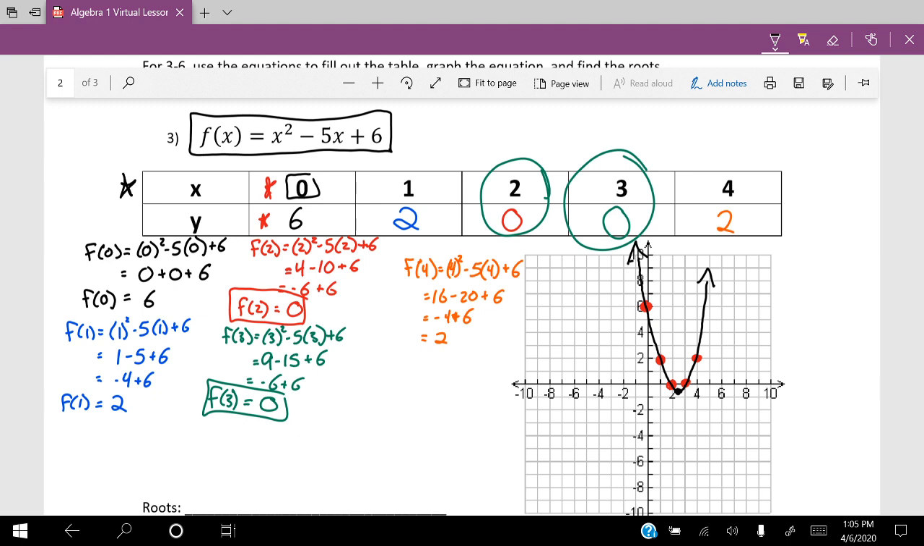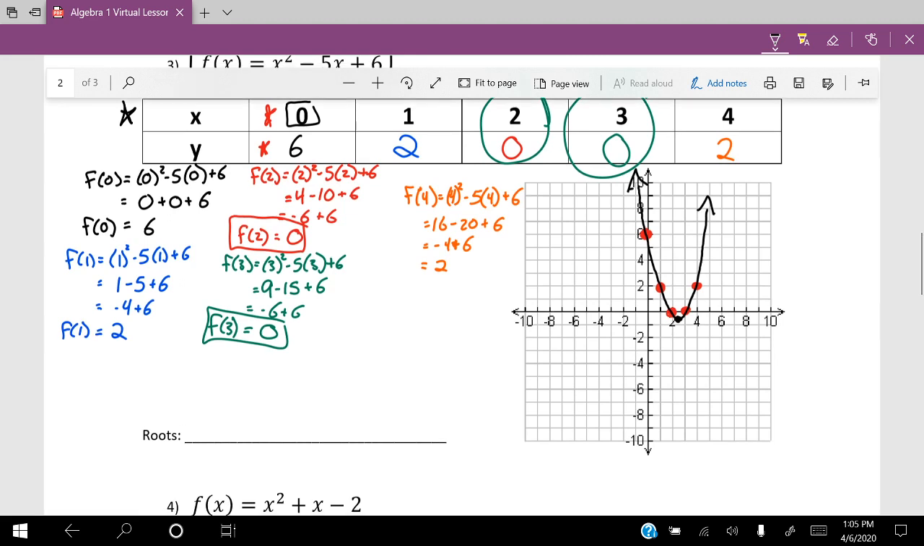But this actually agrees with my table. So I know that our roots from the table are (2, 0) and (3, 0). And if I look at my graph, those are the only points that intersect with the x-axis. So I know that our roots are (2, 0) and (3, 0). So at this point, I'm done. All I've done is fill out the table, fill out the graph, and find my roots.